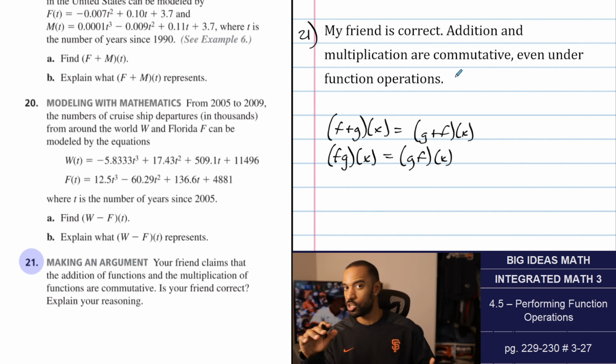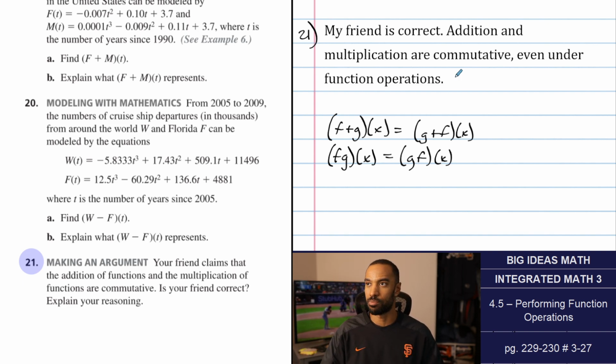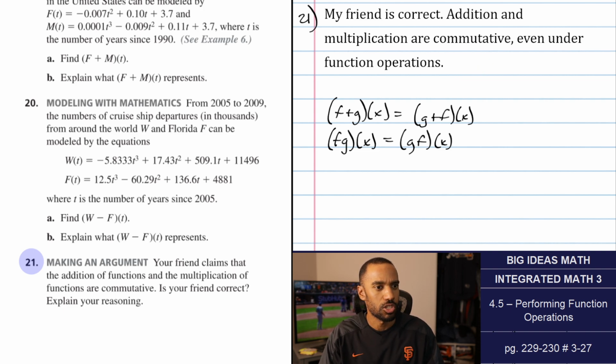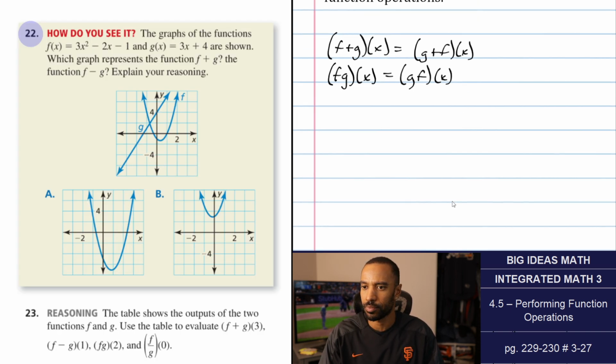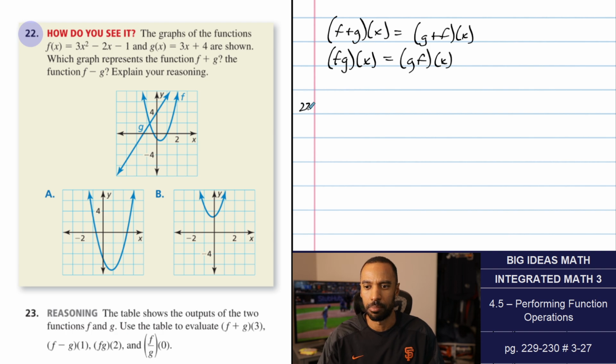For subtraction and division, no. What if f of x is 5 and g of x is 3? 5 minus 3 isn't the same thing as 3 minus 5, but 5 plus 3 is the same thing as 3 plus 5. So, friend is correct again. It's been a minute. Glad to have you back, buddy. Can't wait to see you wrong again. I don't want to keep poking fun if you can get a streak of being right.